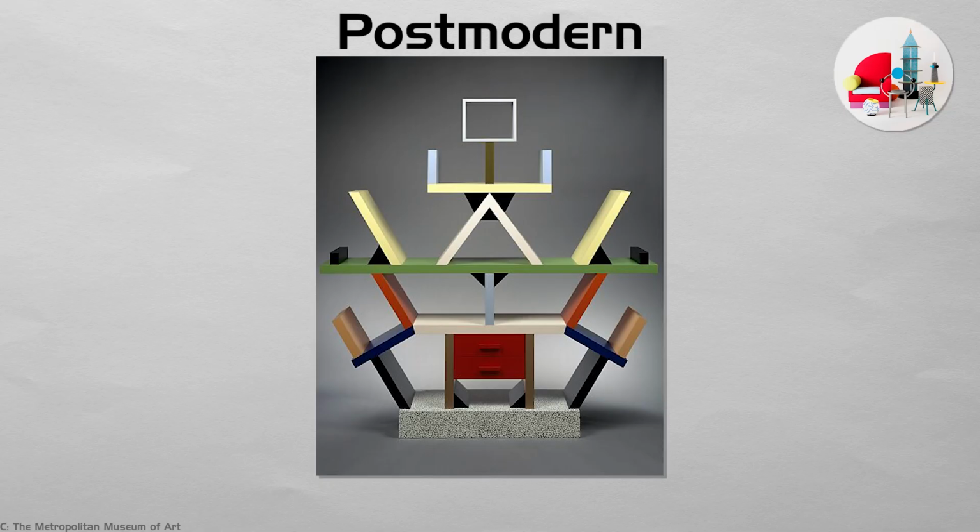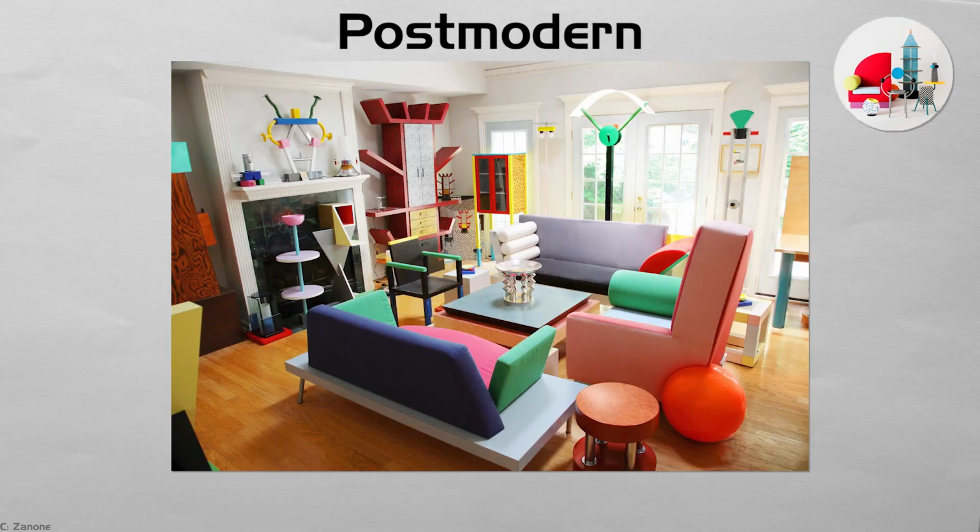Postmodern. From the 1970s through the 1980s, postmodernism rebelled against strict modernist principles. Designers embraced irony, whimsy, and historical references, sometimes clashing deliberately. The Memphis Group in Italy, led by Ettore Sottsass, produced brightly colored, geometric furniture that defied functional expectations. The aim was to provoke thought and challenge the rigid, minimalist mainstream.